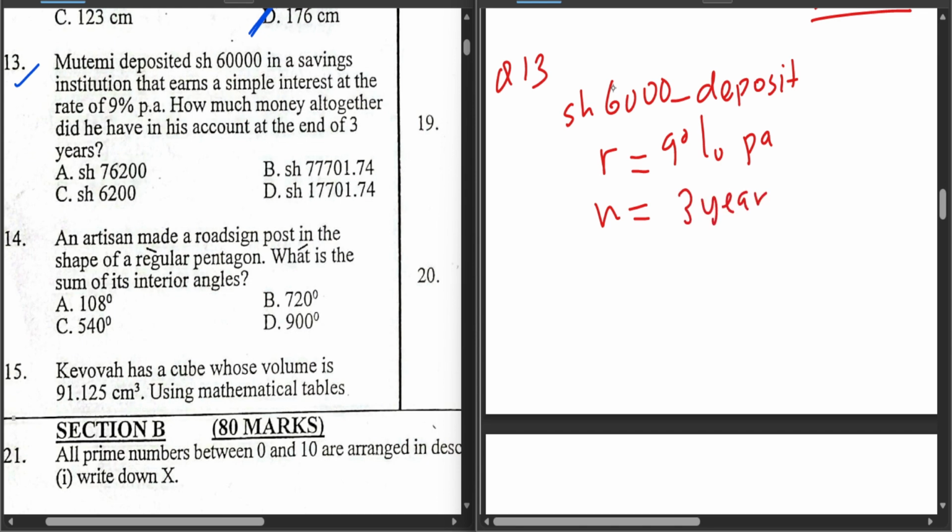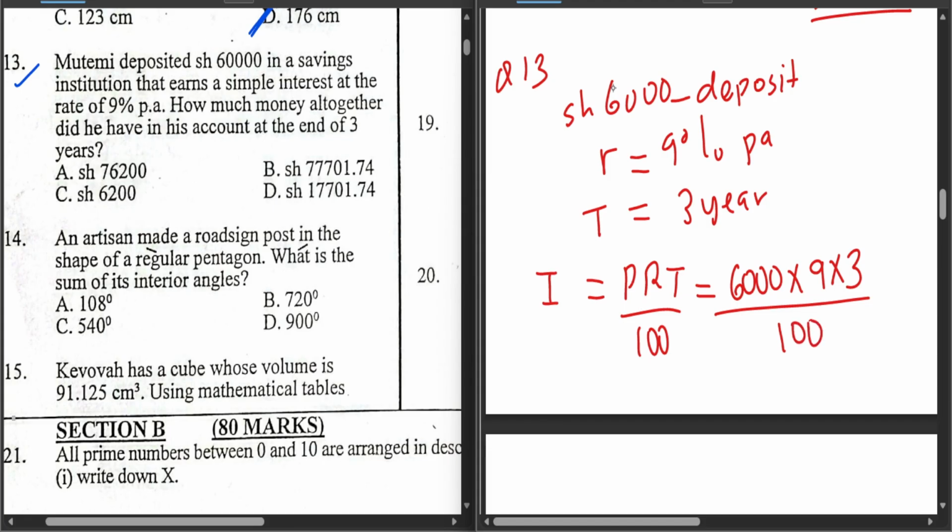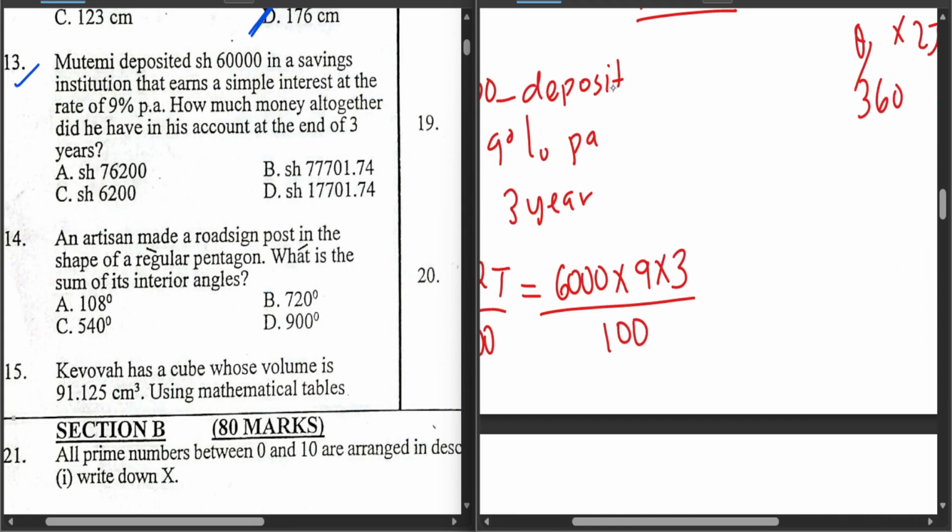Now for us to get interest, we use PRT over 100. That is principal times rate times time over 100. So P is 6,000 shillings, our deposit, times the rate, which is 9%, times 3, divided by 100. So let's see how much it gives us. 6,000 times 9 times 3 divided by 100 gives us 1,620. So that is the interest.